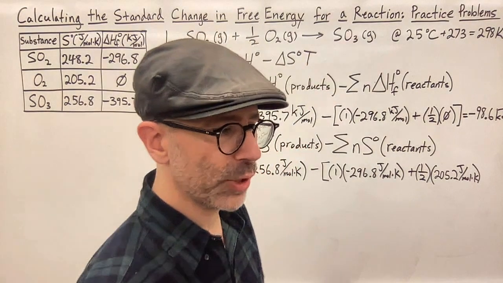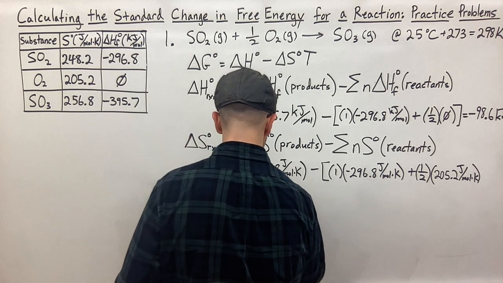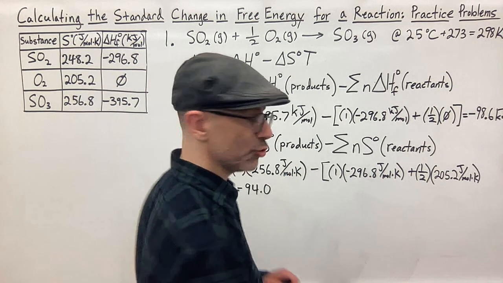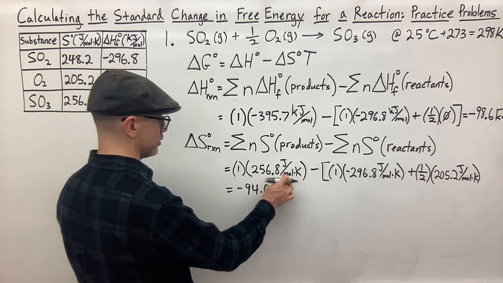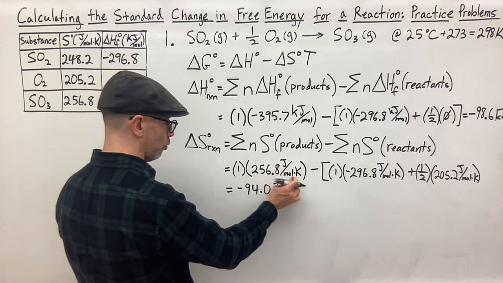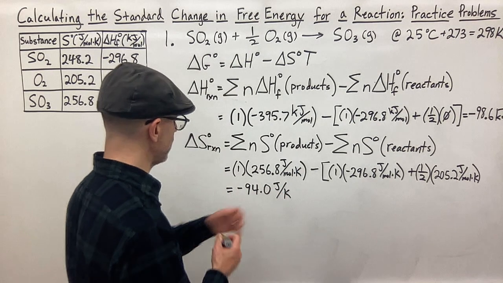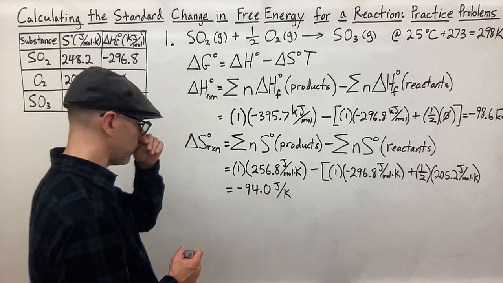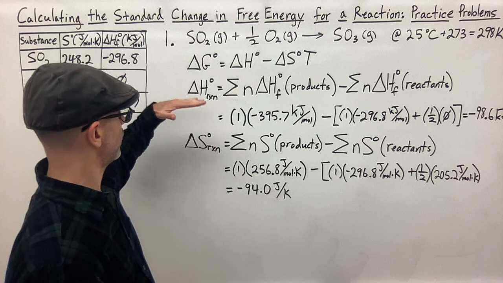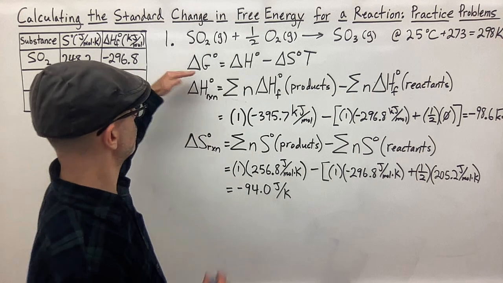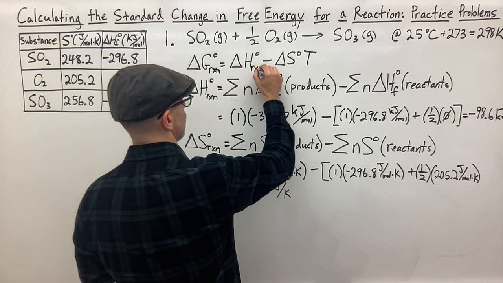When we do that, we get negative 94.0, and that's going to be joules per Kelvin, because the moles cancel out at 1 mole times moles. I'm left with joules per Kelvin, which is what I would expect for my S value here. Okay, so now I have my delta S of the reaction, my standard entropy of the reaction. So now I can plug those in here.